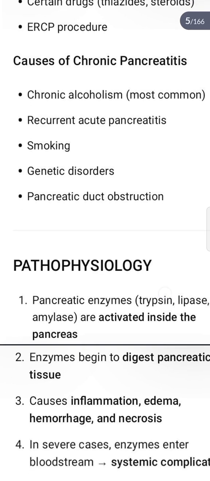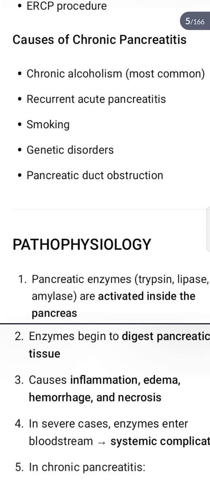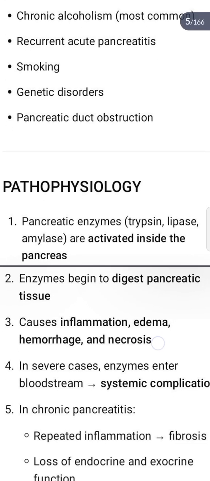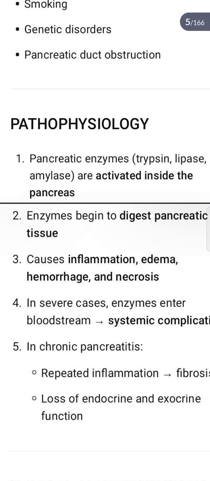So what are the causes of chronic pancreatitis? Like chronic alcoholism, मतलब बहुत टाइम से अल्कोहल का कंजप्शन कर रहा हो. Recurrent acute pancreatitis, वहाँ पर acute pancreatitis हो जा रही है जिसकी वजह से chronic pancreatitis development is there. Other conditions like smoking, genetic disorder, and pancreatic duct obstruction.